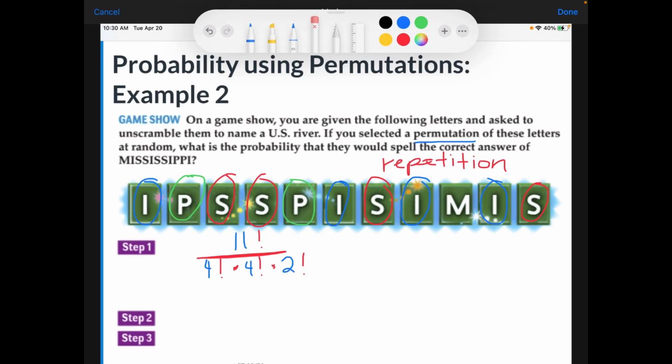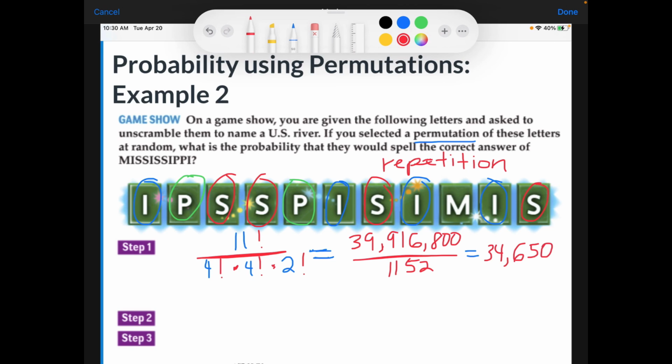All right, so here you can put this straight into a calculator just like that, or we can simplify it here. We're going to get a humongous number at the top. So we're going to get 39,916,800 over 1152. You divide these and you get 34,650.